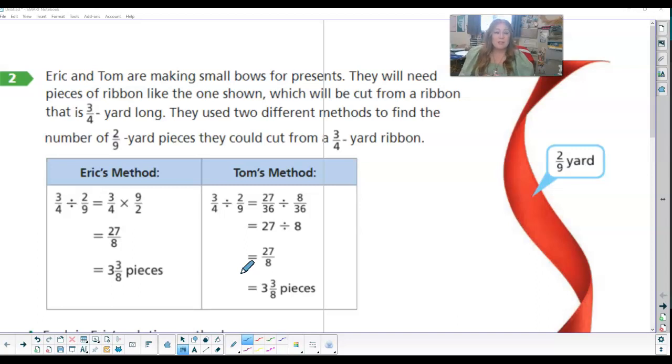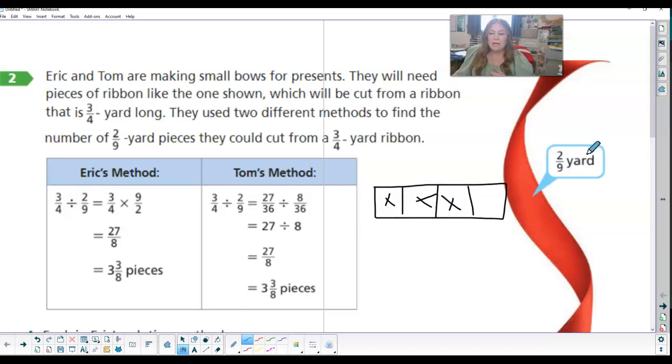For 3.2 task 2, it says that Eric and Tom are making small bows for presents. They will need pieces of ribbon like the one shown, which will be cut from a ribbon that is 3/4 yard long. So we have 3/4 of a yard for this ribbon, and they want to cut pieces that are 2/9 of a yard long.